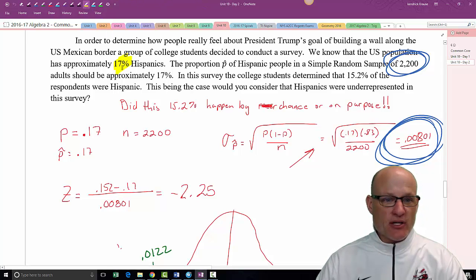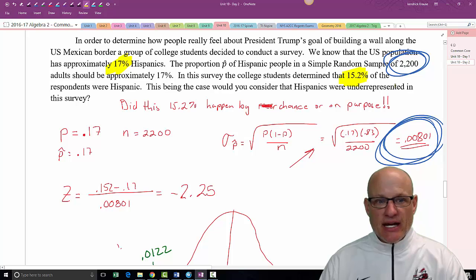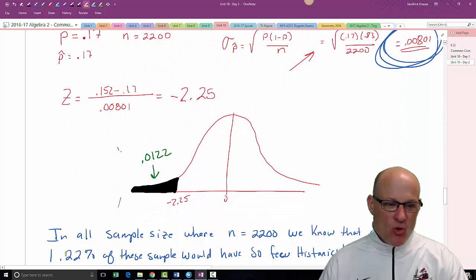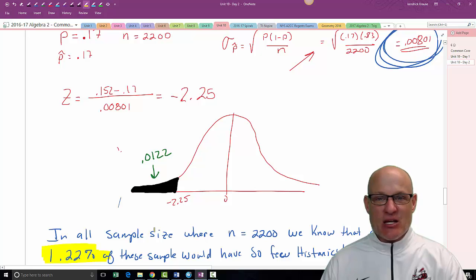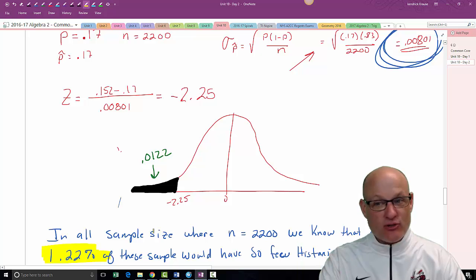I saw these numbers of 17% Hispanics, and in our population, 15% Hispanics. And I said, oh, okay, it's about right. And I thought that was no big deal. But since that can only happen 1.2%, 22% of the time, the way the data was collected was faulty. We have undercoverage bias. And as soon as you have bias, this survey, no matter how much you feel it's good or how much you feel it's bad, is not a good study.